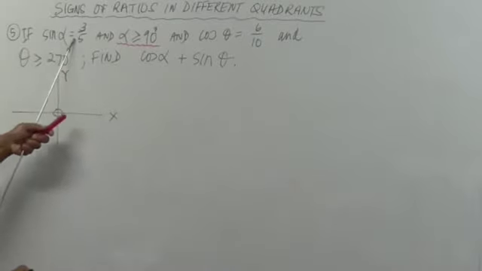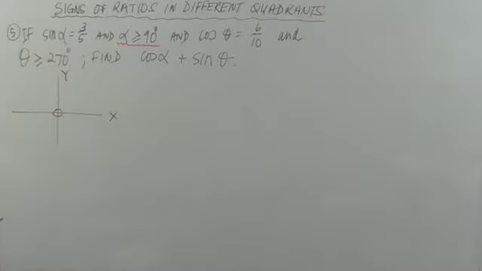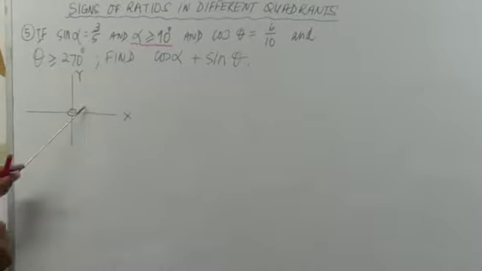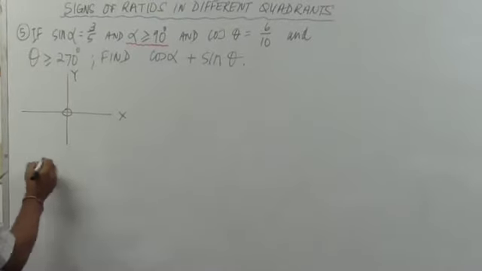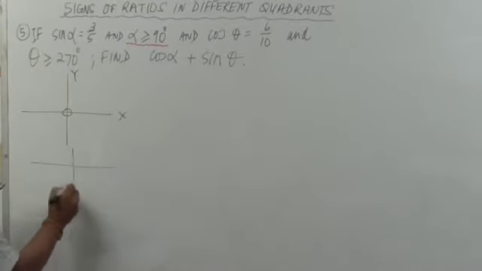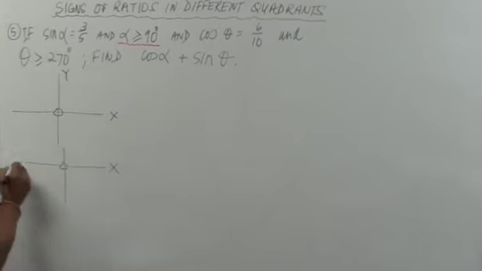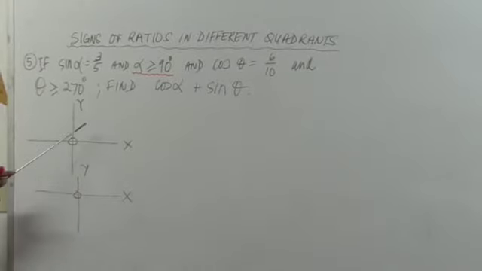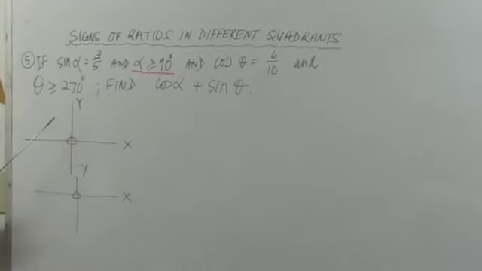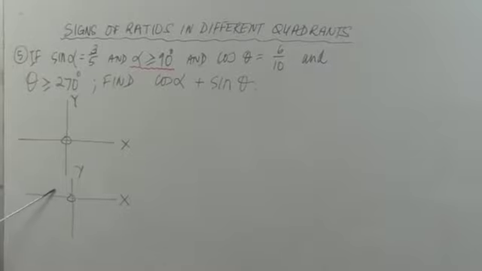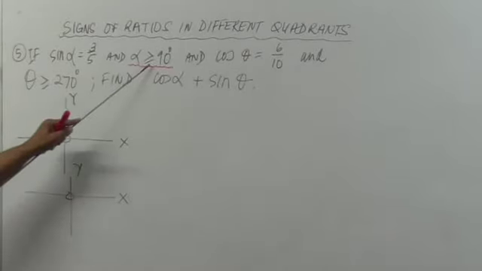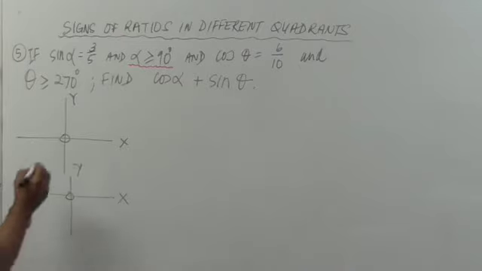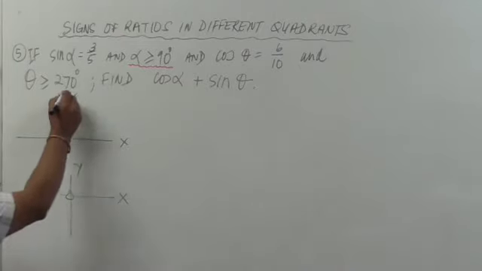Now if sine is positive, it can be in two quadrants. But they're telling you it is more than 90. So sine could be, or let's do it like this. So it's better like this. So sine is positive, therefore it could be in the first quadrant or in the second quadrant, two possibilities. But they say alpha is greater than 90. That means it's in the second quadrant because this is 90 degrees.